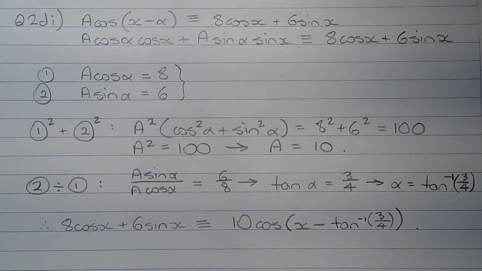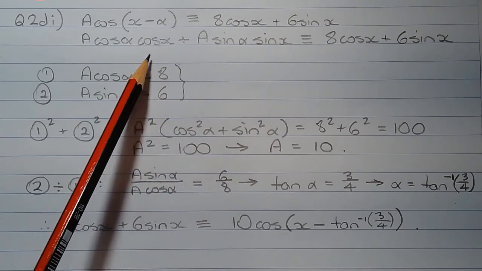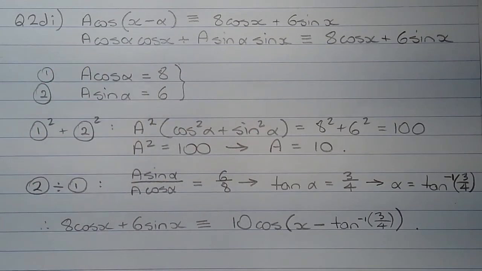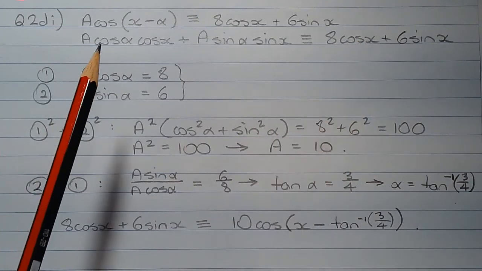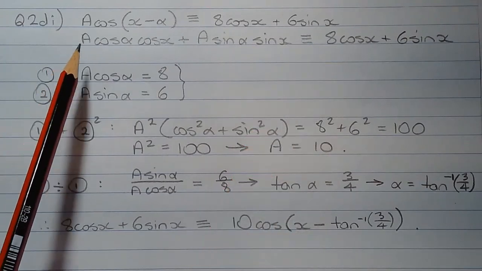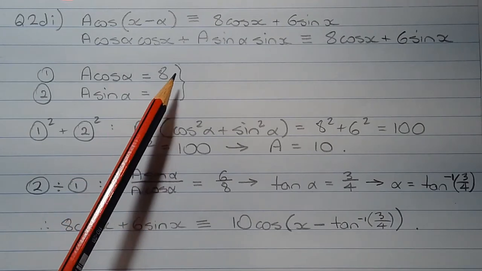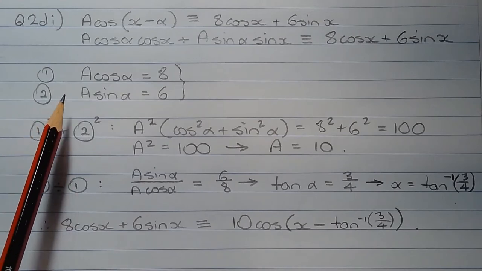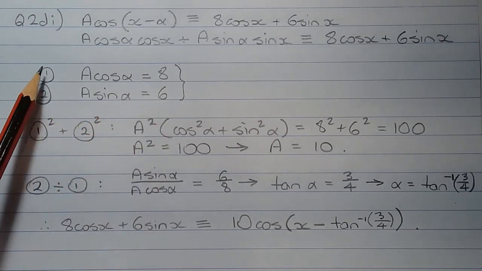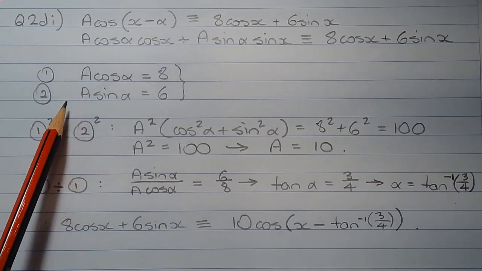Then we equate the coefficients of cos x and sine x. So the coefficient of cos x on the left-hand side is a cos alpha, and the coefficient of cos x on the right-hand side is 8. So the coefficients must be equal. So a cos alpha is equal to 8, and a sine alpha is equal to 6. And this is where we get these two equations. We'll call those equations 1 and 2. And we're going to solve these simultaneously to find the values of a and alpha.